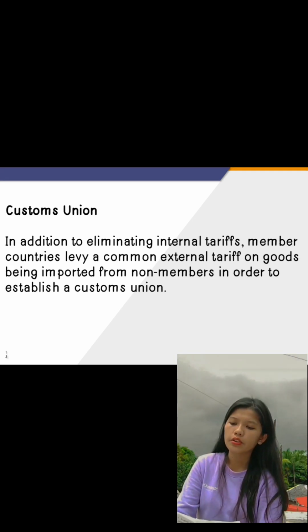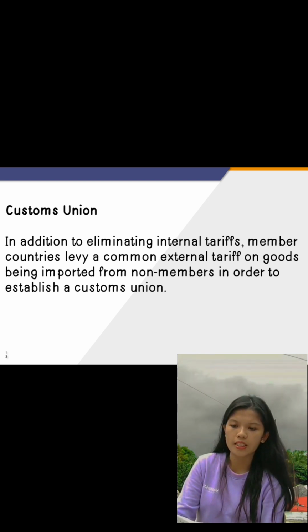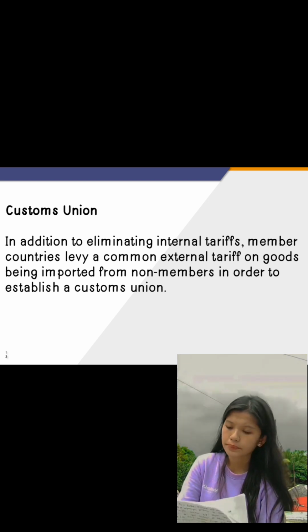In a customs union, member countries not only eliminate trade barriers, such as tariffs and quotas, as in a free trade agreement, but they also establish a common external tariff and adopt a unified set of trade policies. Member countries agree to adopt a common external tariff. This means that they charge the same import duties on goods from non-member countries. This helps create a unified and consistent trade policy towards the rest of the world.